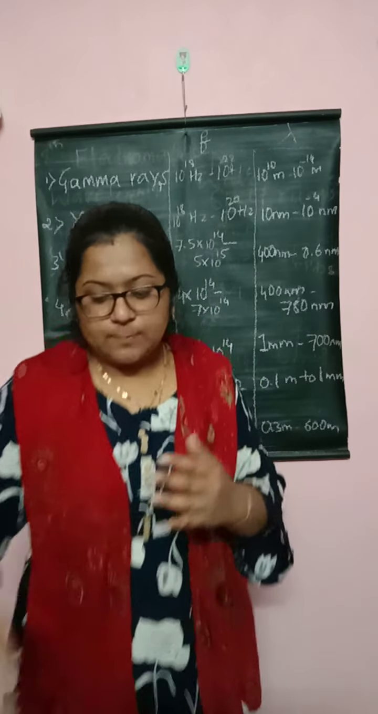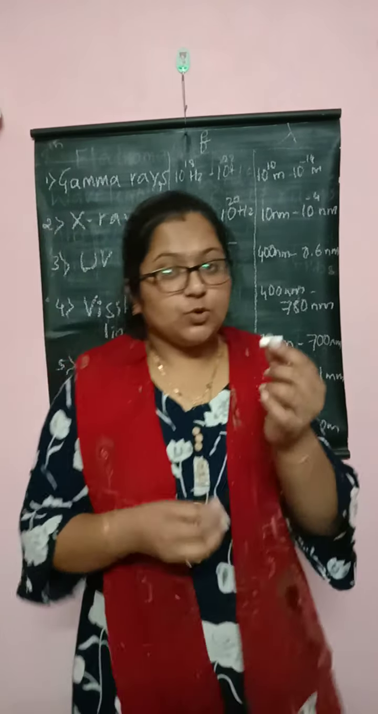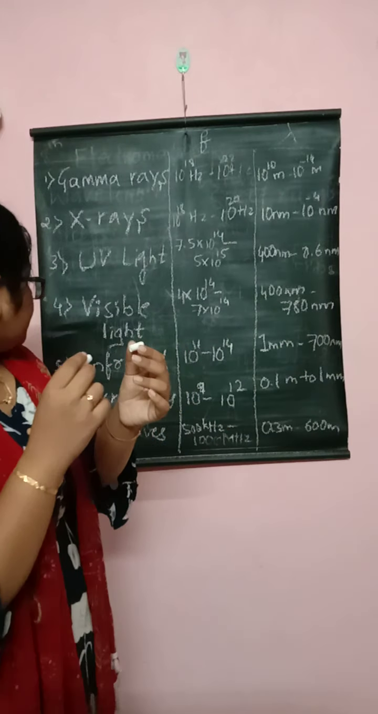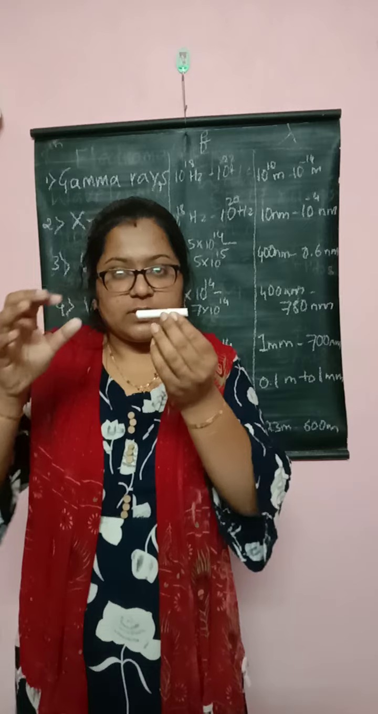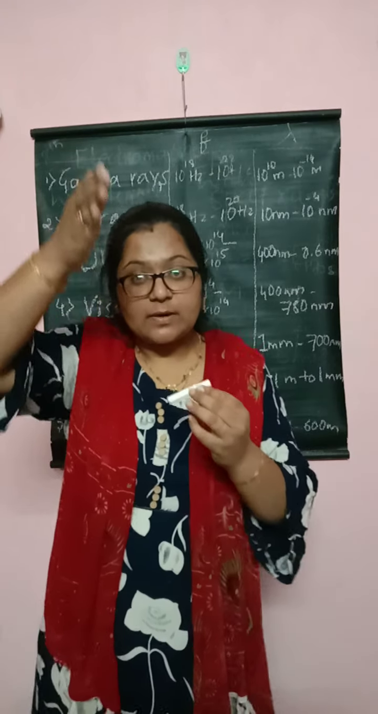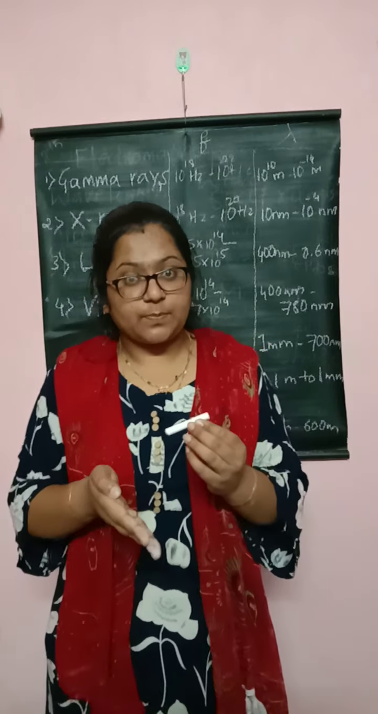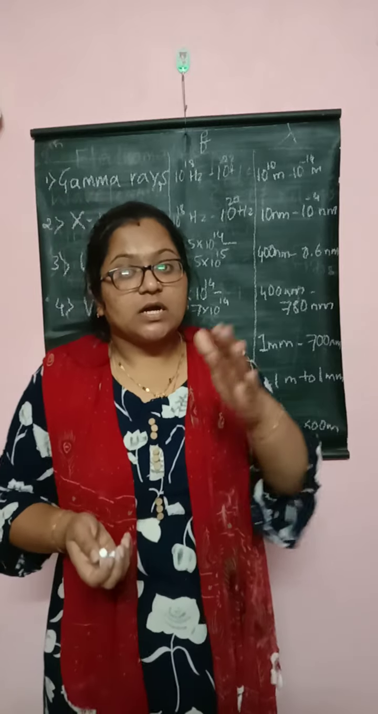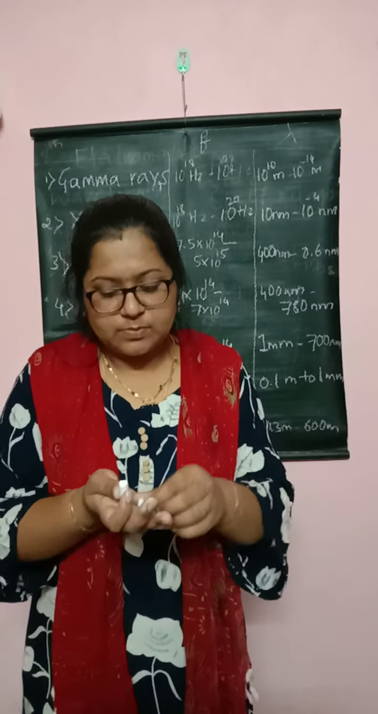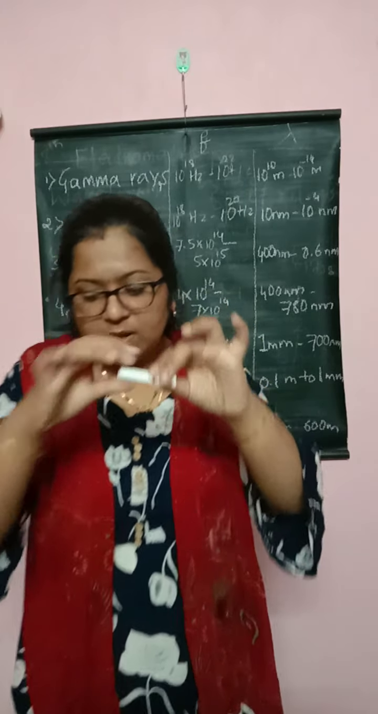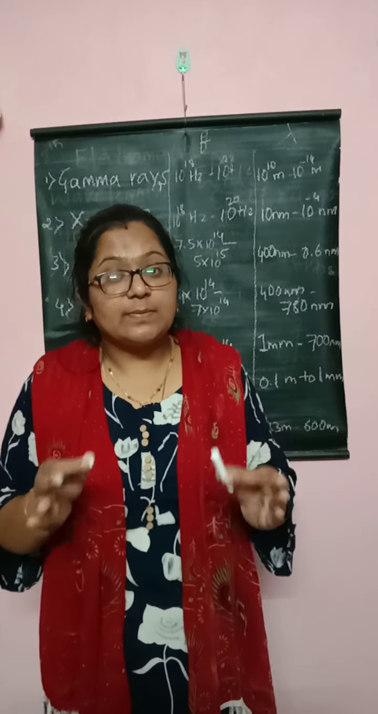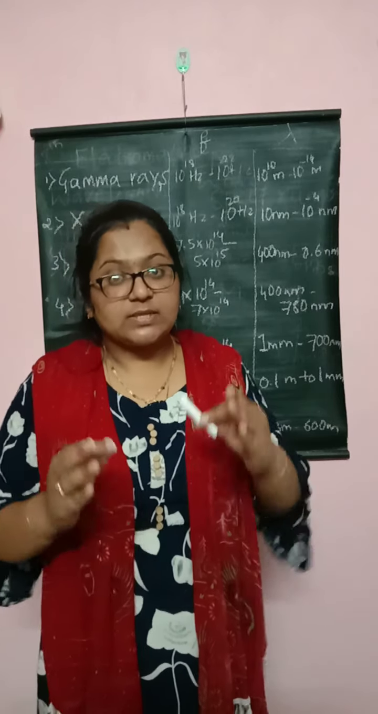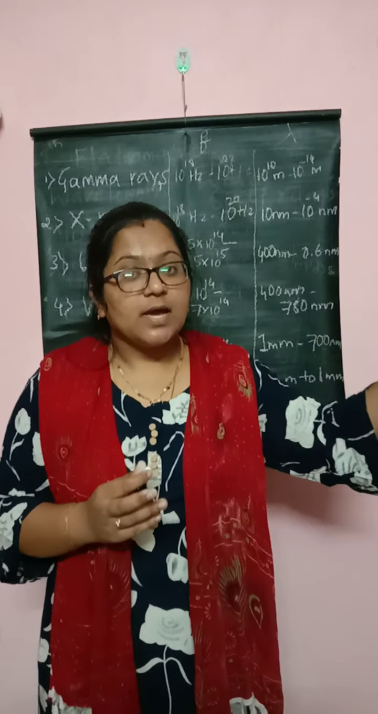Means if this is UV light and this is visible light, they are like this only. They are not separated by a particular, sharp separation. They are just regions. This is UV, this is visible, then one more thing comes, like that. They are not separated by sharp boundaries. They are just different regions.